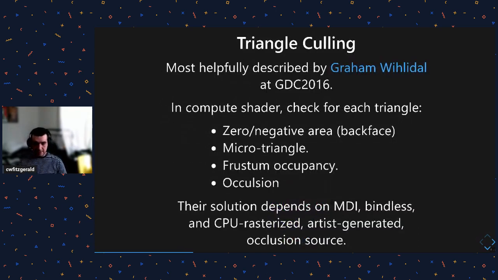So my whole strategy is based around triangle culling, and this was most helpfully described by Graham Wihlidal at GDC 2016 as part of a presentation by Frostbite. I highly recommend reading it. It basically goes over the basics and a lot of the more nitty-gritty implementation stuff, but the theory and the math and what it's actually doing in the shader is all in that talk. I've had that bookmarked for multiple years at this point.